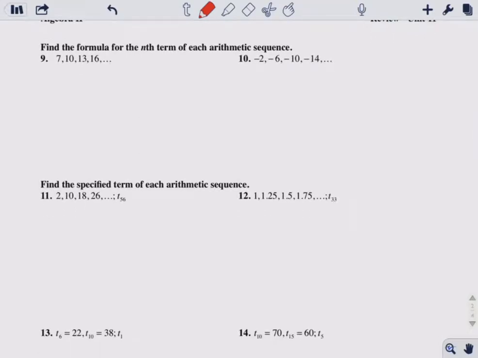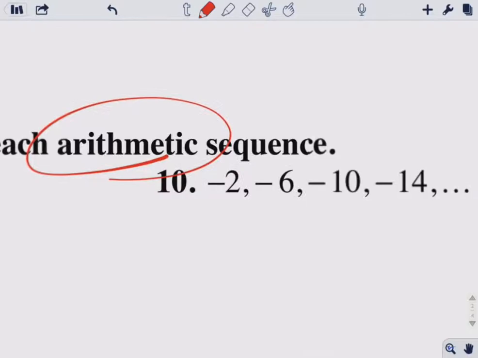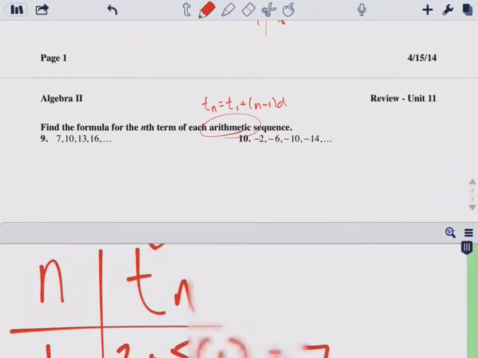Find the formula for the nth term of each arithmetic sequence. Okay, it's arithmetic. Okay, so if it's arithmetic, we're going to use the formula t sub n is equal to t sub 1 plus n minus 1 times d. Okay, so we're going to use that.